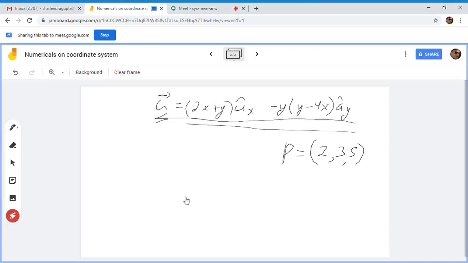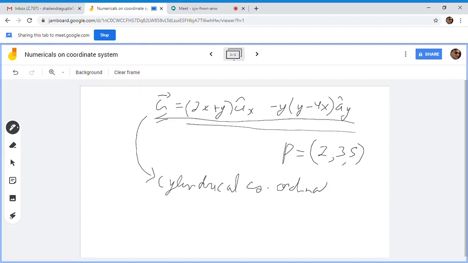So if I ask you to convert this G into cylindrical coordinate system, if you want to know this G in cylindrical coordinate system, what is the benefit? Benefit is that you might be going to solve a problem which is more symmetric in cylindrical coordinate system. We will discuss this later. So if this vector is converted to cylindrical coordinate system, then it should have this type of expression.